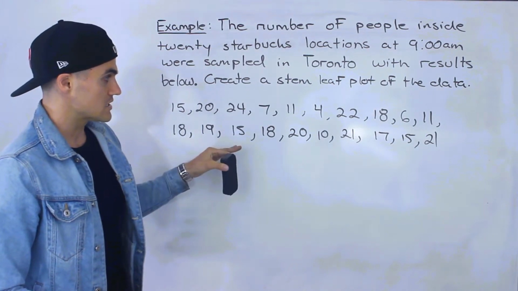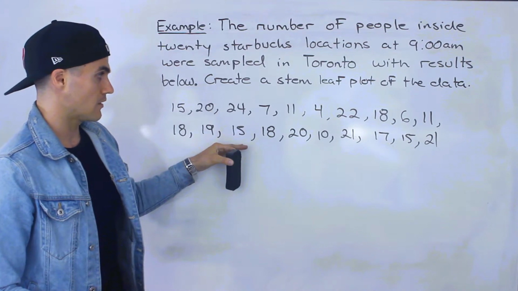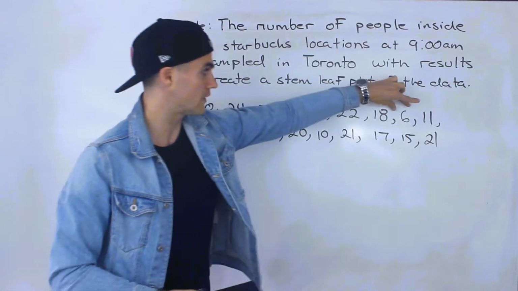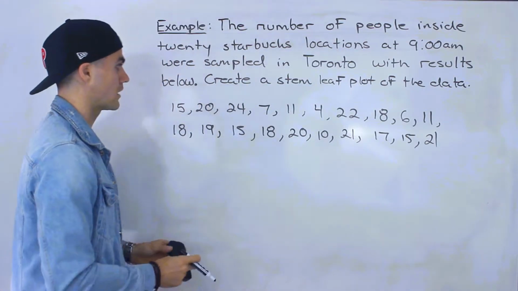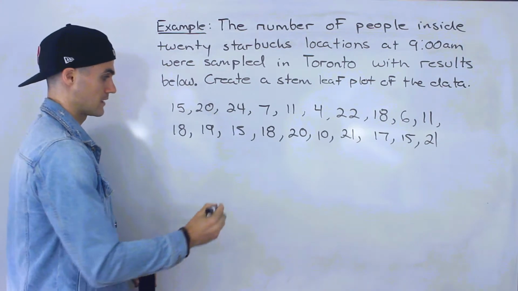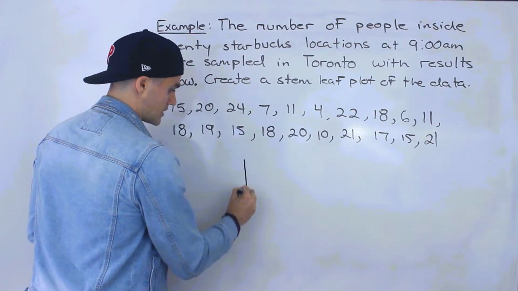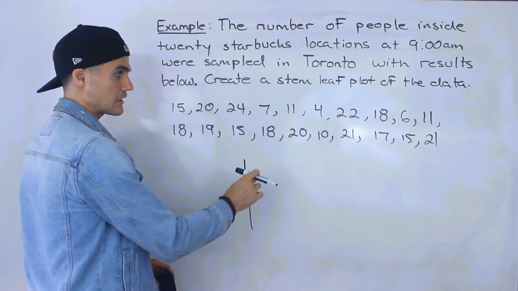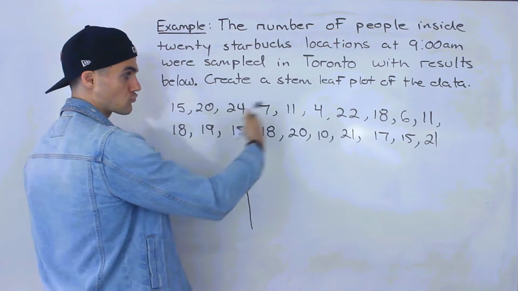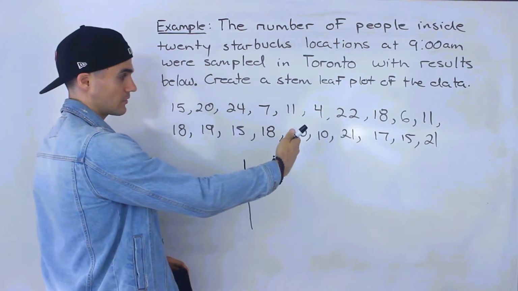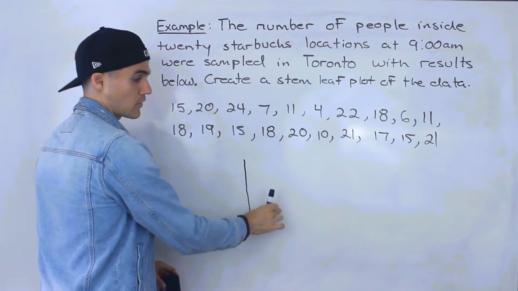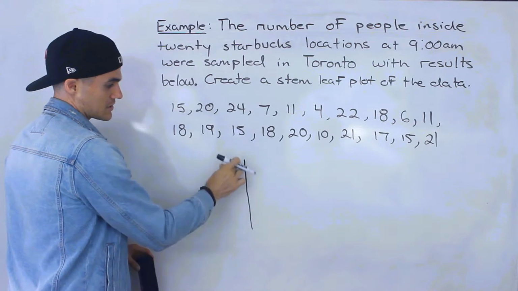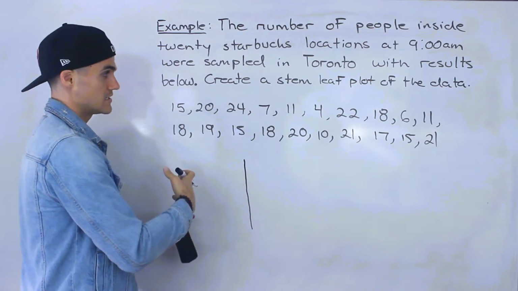Now notice that most of these are two-digit numbers. There are a couple of single digits, like the 7, 4, and 6, and the rest are two-digit numbers. When we're making a stem-and-leaf plot, if you remember, the leaves are always going to be the single rightmost digit. It always represents a single digit, the one furthest to the right. And the stems here are the remaining digits.